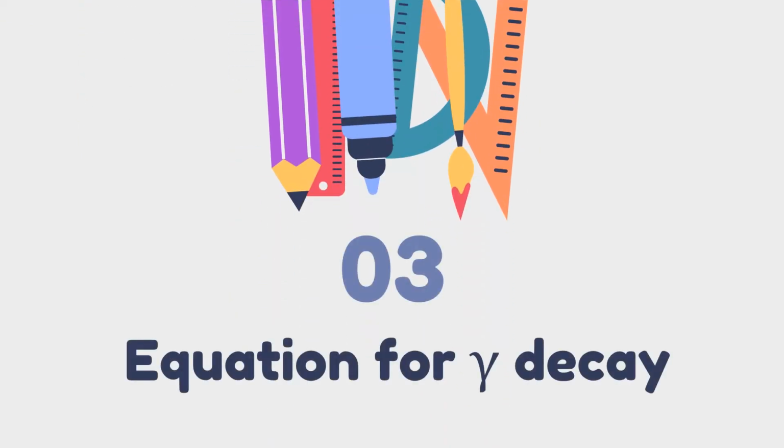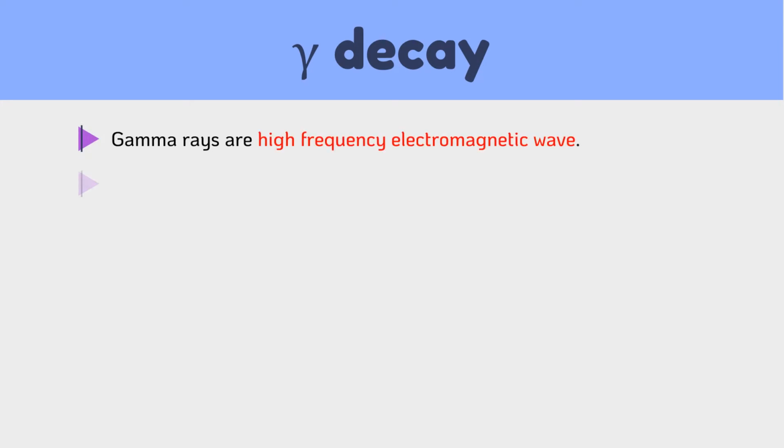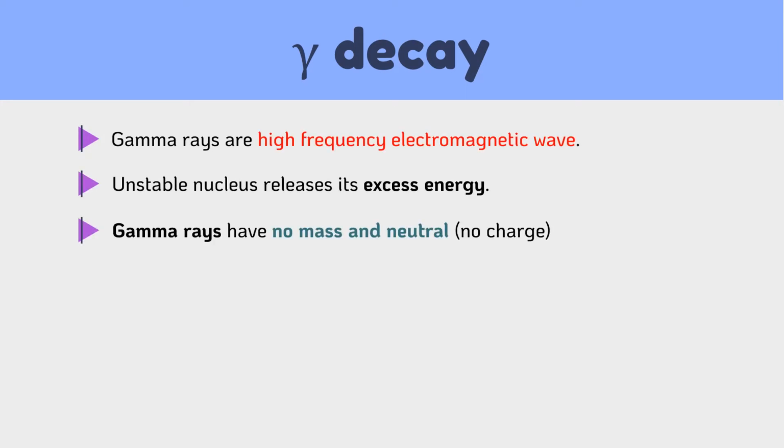Number 3. Equation for gamma decay. Gamma rays are high-frequency electromagnetic waves. The unstable nucleus releases its excess energy. Gamma rays have no mass and are neutral, which literally means gamma rays have no charge.